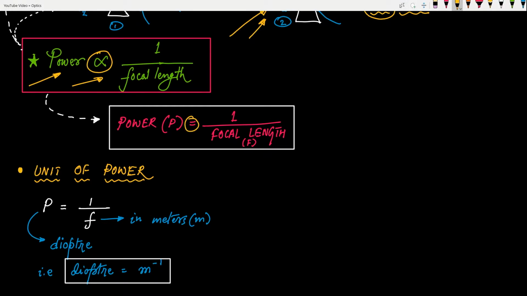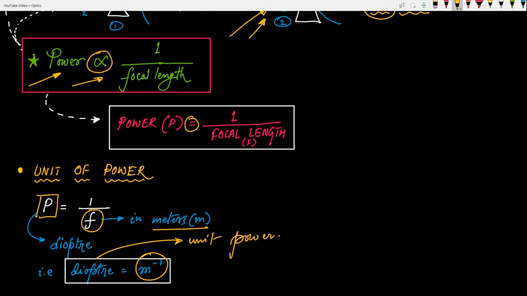Now, what is the unit of power? We know that focal length is a length and the SI unit of length is the meter. Therefore, 1 by meter is known as diopter because power is nothing but 1 by meter, that is, meter inverse. The name for meter inverse is diopter. So this is the unit for power, and you need to remember this. Because in your question or numerical they will sometimes give focal length in centimeter or sometimes millimeter. You need to convert that focal length into meter in order to get the unit of power in diopter. So don't be in a hurry and put the value of focal length in centimeter or millimeter. You need to put the value of focal length in meter. I hope this is clear.